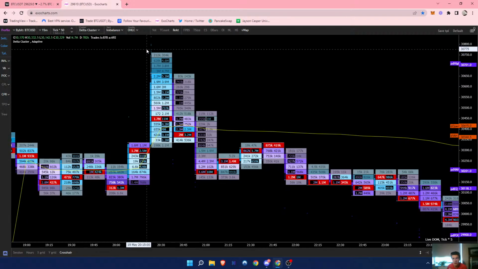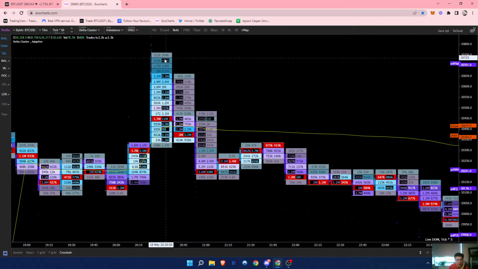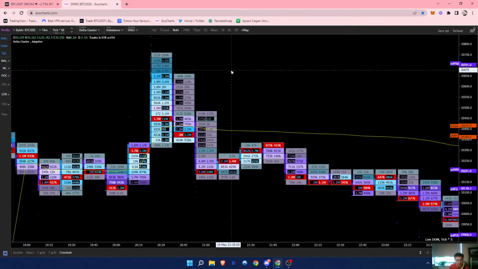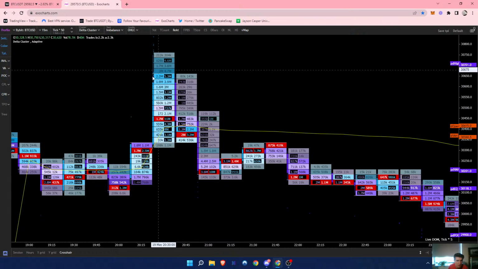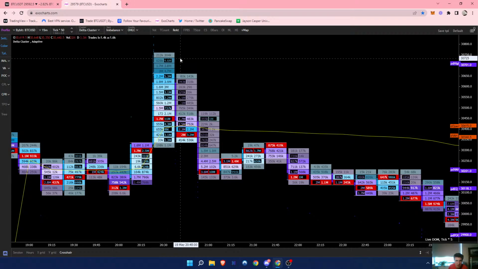So here is another great example of longing at resistance. Here you can see a whole bunch of stacked longs, and then what do we see on the next candle? If this were a live trade, you'd wait to see a whole bunch of stacked shorts trapping these longs. So you want to see a whole bunch of longs up here, and then price closing down below that with a bunch of stacked shorts.